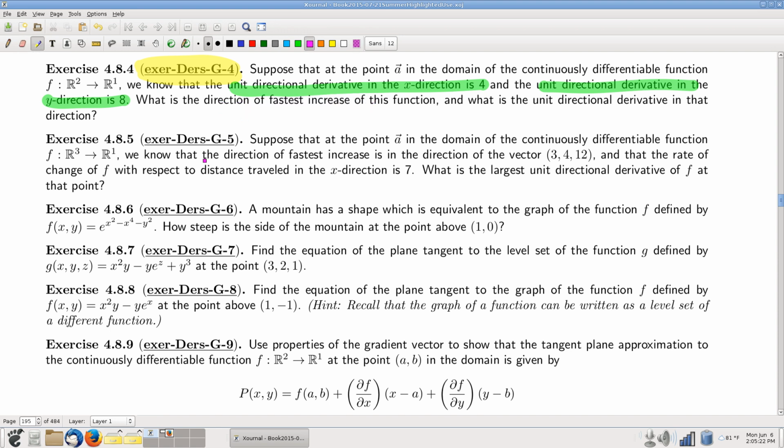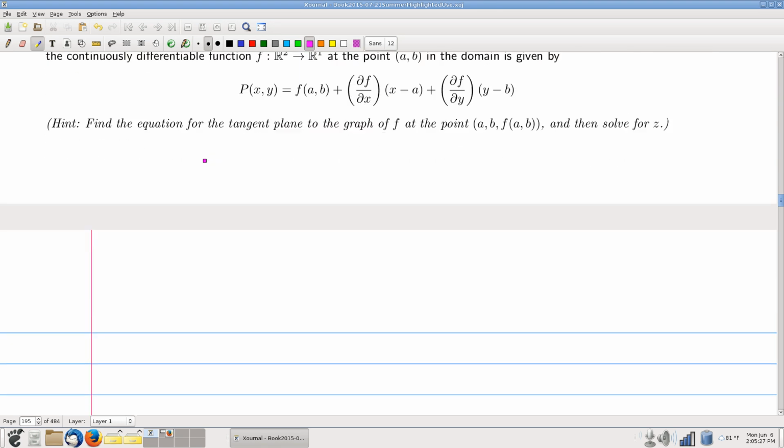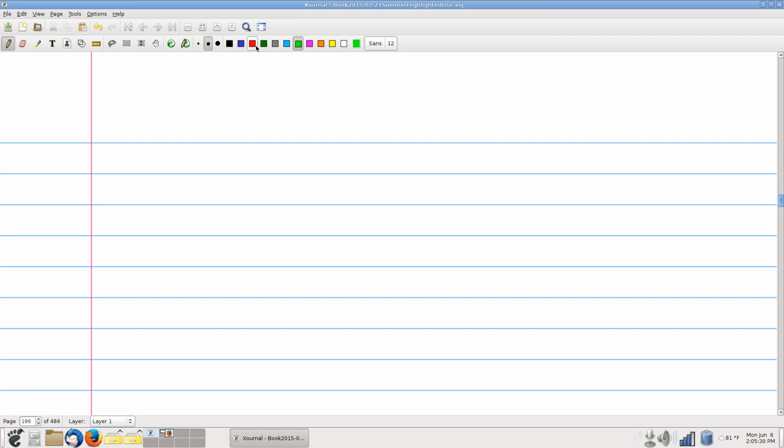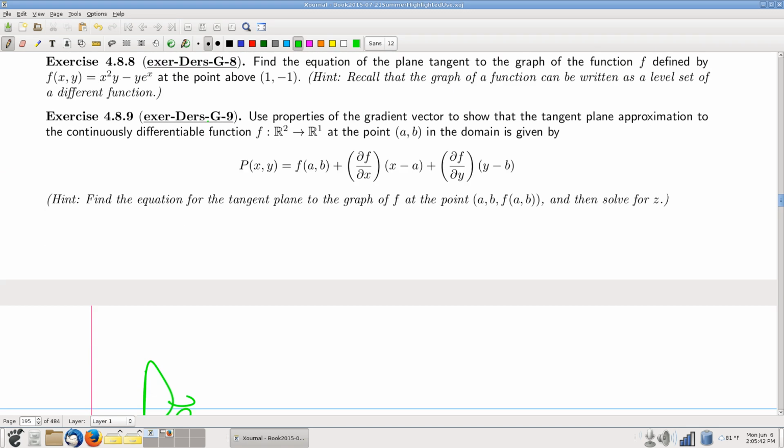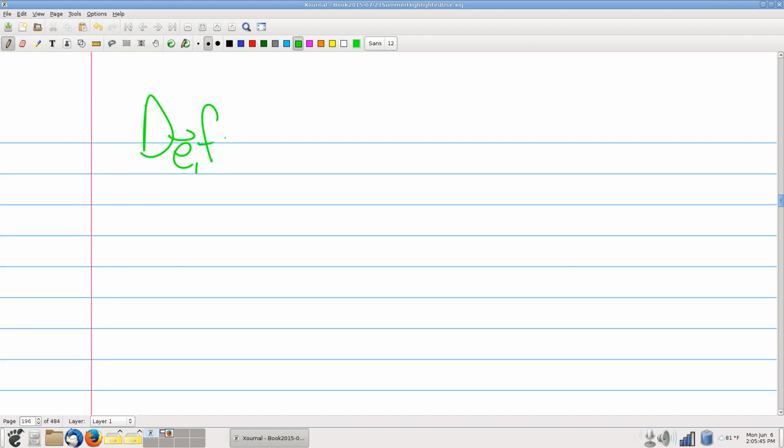So I'm going to start with these two givens. The unit directional derivative in the x direction is 4. Let's write that down. Okay, so I'm going to write this down in math language. In the x direction means in the E1 direction. Is this function called f? Yeah, f from R2 to R1. Okay. And I'm given that the unit directional derivative in the second direction is 8.